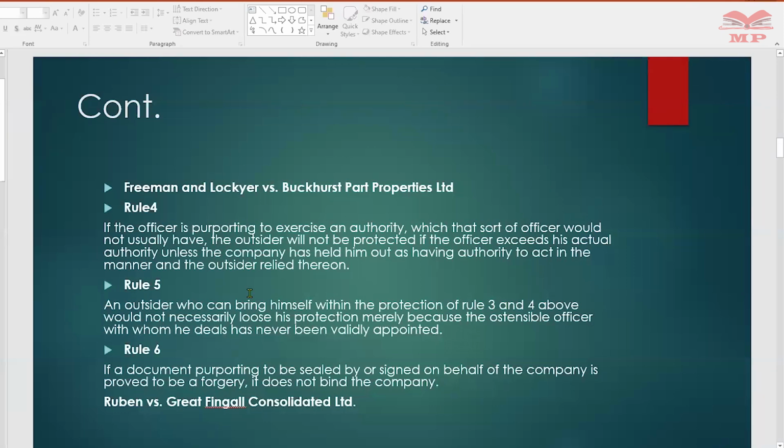So rule number 6 is where we say, if a document purporting to be sealed or signed on behalf of the company is proved to be a forgery, it does not bind the company. In Ruben versus Great Fingall, the plaintiffs who are stockbrokers had procured a loan for one Rowe, a secretary of the defendant company, on the security of a share certificate for 5,000 shares held in the defendant company, to which Rowe had affixed his own signature and the company's seal and had forged signatures of 2 directors. The plaintiffs, having reimbursed the mortgage, claimed damages from the company for failure to register them as owners. So, the court held that the company was not estopped by the certificate. The forged certificate is a complete nullity, and the doctrine of indoor management cannot apply to it.